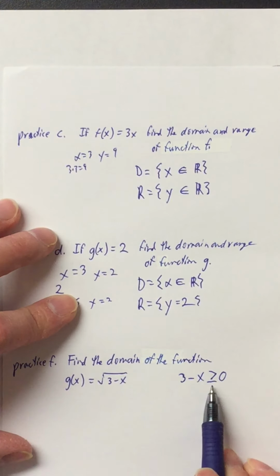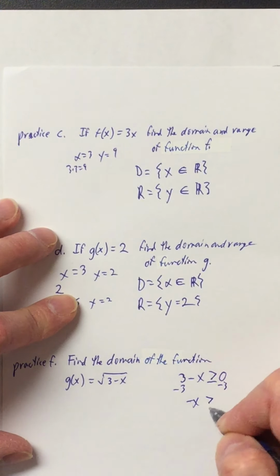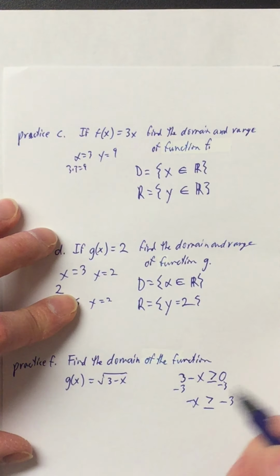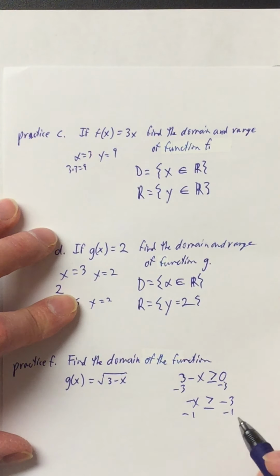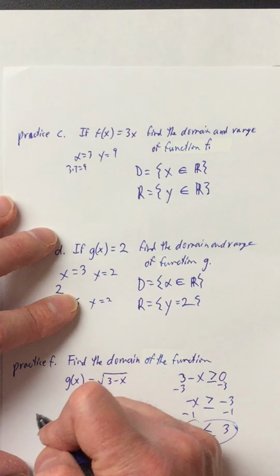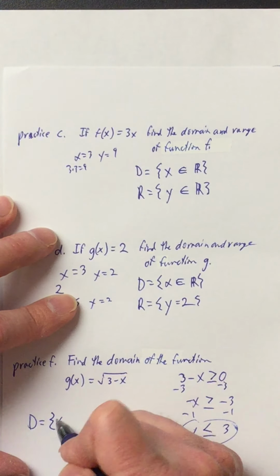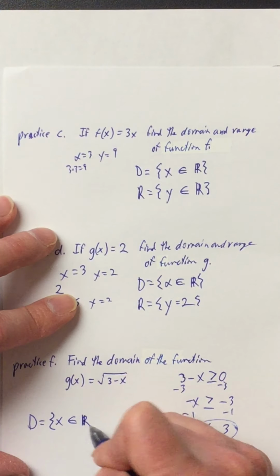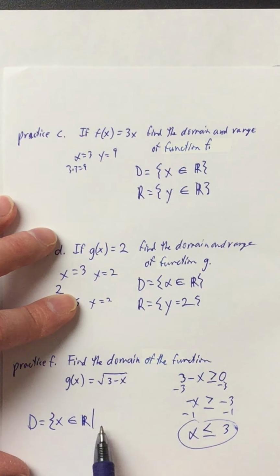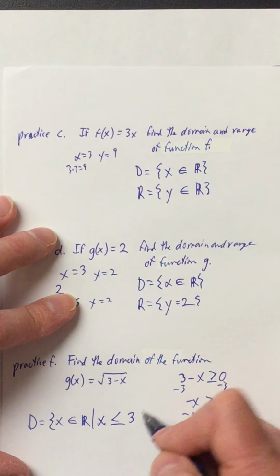So once again, as we set it up like this, we're going to get x by itself, subtract 3 from both sides. Negative x is larger than or equal to negative 3. And then if I divide by a negative 1 and divide by a negative 1, once again, my sign has to flip, and I get this here. Then I'm going to write it out: my domain is equal to x, the element of all reals, with x less than or equal to 3.